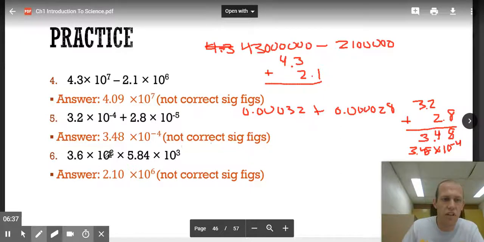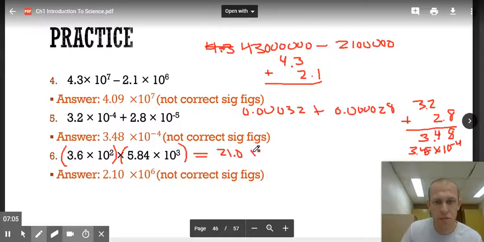What I really, really like is when we have powers of scientific notation and they're multiplied. These are really slick. A lot of times you'll see these problems with parentheses kind of separating them so you don't get this multiplication sign confused with this one. But essentially, multiply these two numbers together and then add their powers of 10. So this would come out to be 3.6 times 5.84 would give you 21.0. And then adding the powers of 10 would give you times 10 to the 5th.